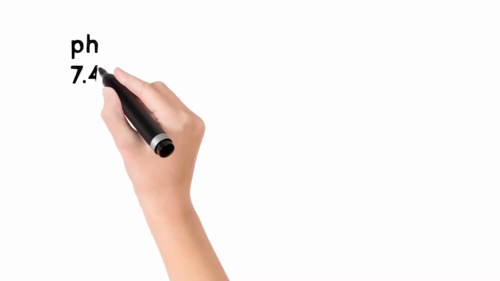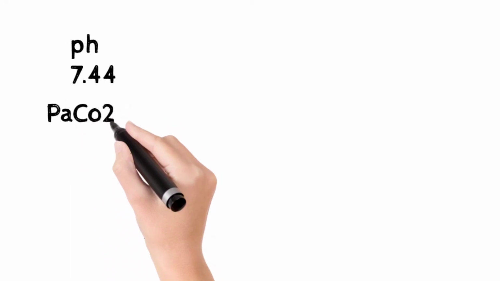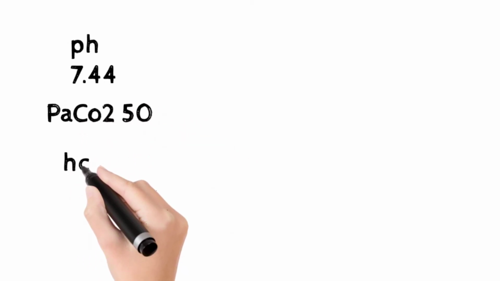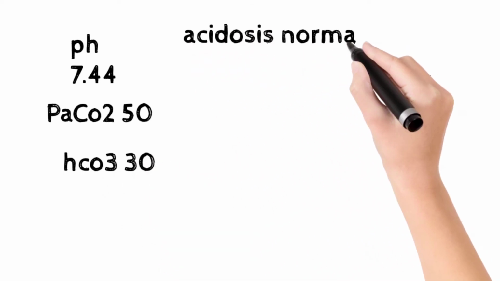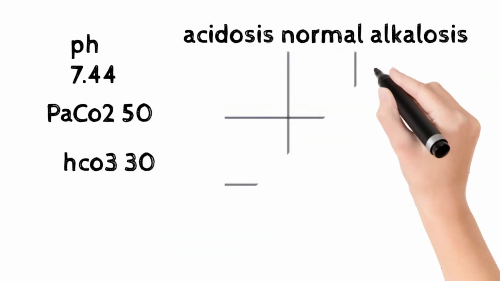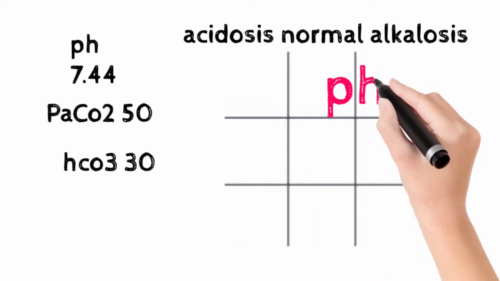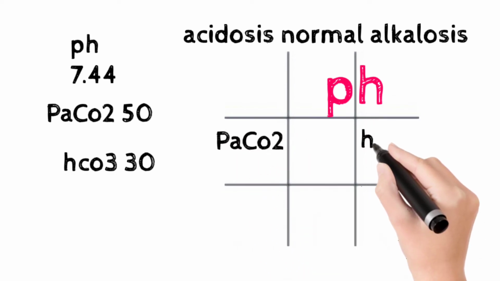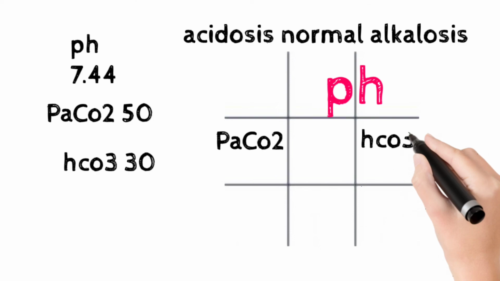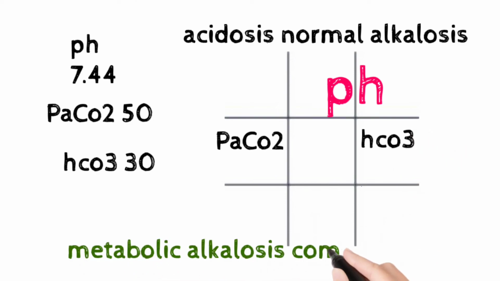Now pH is 7.44, PaCO2 is 50, HCO3 is 30. Here pH is in the normal range, but slightly nearer to alkalosis, so we can consider this as alkalosis. And PaCO2 is in the acidosis stage and HCO3 in the alkalosis stage. So here it is fully compensated, which means metabolic alkalosis fully compensated.